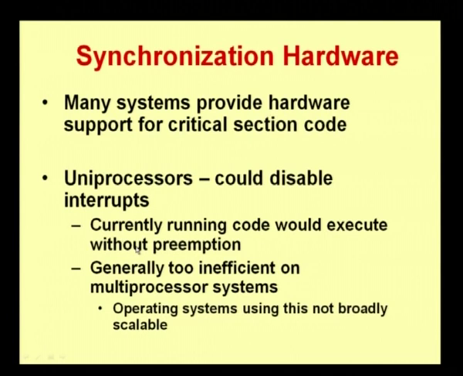This helps the process to come out of the critical section. Then, the points here are: in the uniprocessor, currently running code would execute without preemption. Second point: it is generally too inefficient on multiprocessor systems. That is, operating systems using this are not broadly scalable.